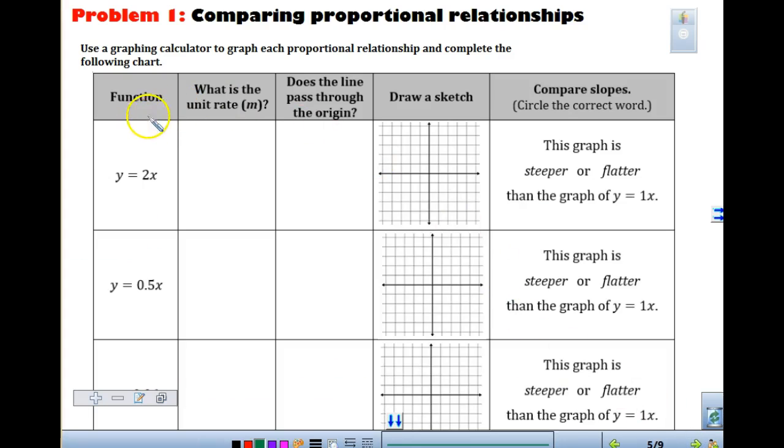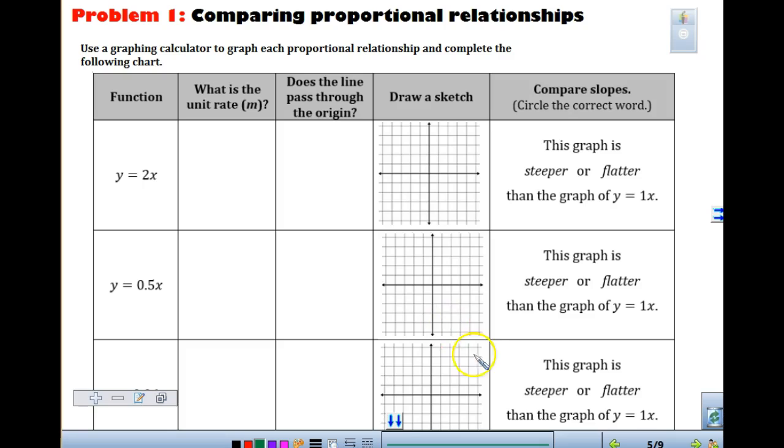So as you look at your notes, please turn to this page of your notes. And as you are looking at this page, it says using the graphing calculator, or in this case the Desmos calculator, graph each proportional relationship and complete the chart. So the first thing I give you is the function. The next thing I give you is what is our unit rate, or m. Does the line pass through the origin? Draw a sketch, and then compare it.